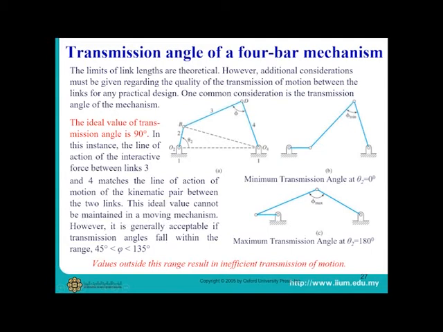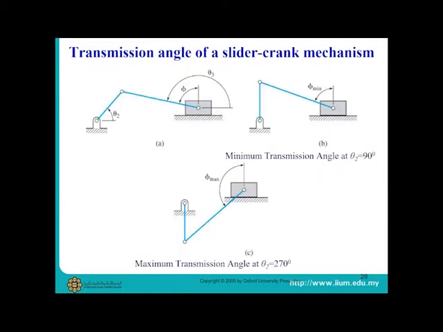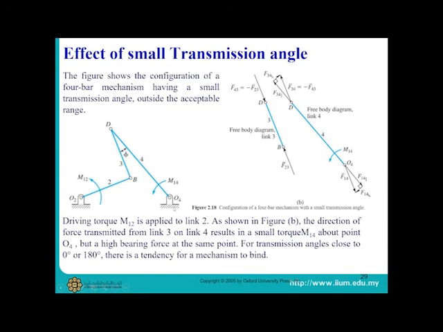The minimum transmission angle between link 3 and 4 here is when theta 2 equals 0 degrees and the maximum is when theta 2 equals 180 degrees, as shown in figures B and C. For a slider crank mechanism, the minimum transmission angle between link 3 and 4 is when theta 2 equals 90 degrees and the maximum is when theta 2 equals 270 degrees. This slide shows the effect of a small transmission angle. It can be observed that most of the force in link 3 is almost parallel to link 4, which does not contribute toward moving link 4.